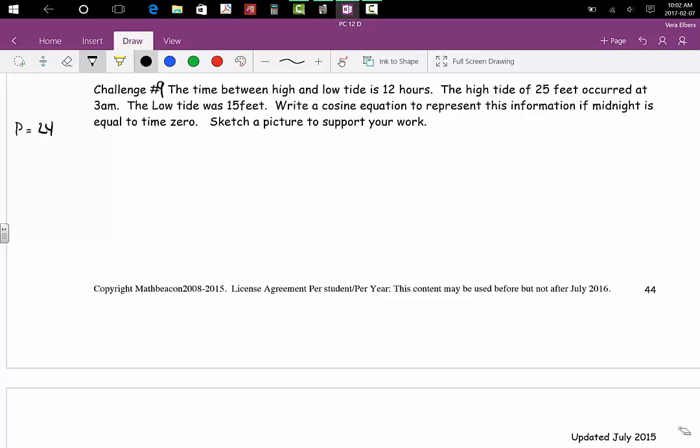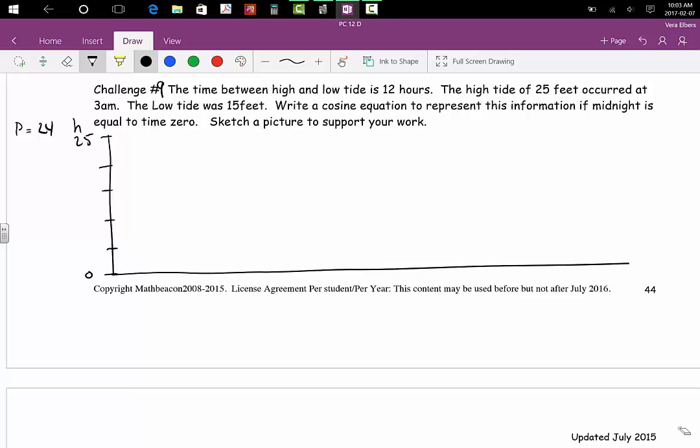So putting in our x and y axis. Our y axis is going to be for the height. We know that our maximum tide height is 25 feet, so we're going to start at 0, go up by 5s, and go as high as 25. And then for the x-axis, we will do a full 24 hours, and because our high tide starts at 3 a.m., we want to go 24 hours from that. So that's going to take us from 3 a.m. to 3 a.m.